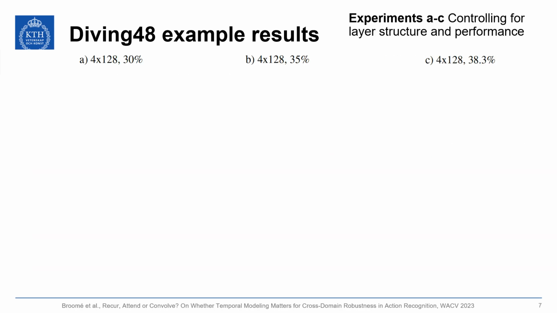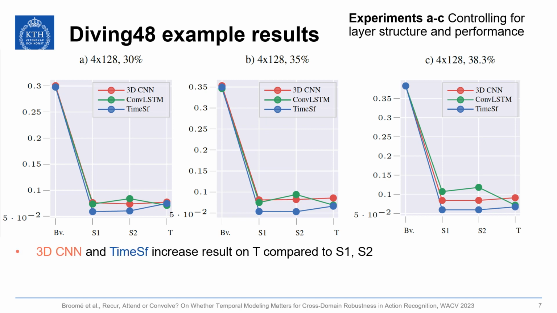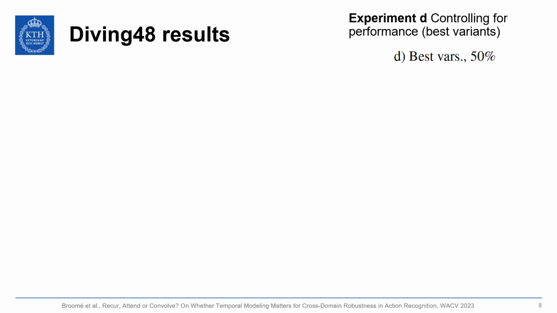Here are examples of results where all 3 models have the same number of layers and units, and they also have the same exact performance on the validation domain. And what we see then is that the blue and red 3D CNN and transformer actually increase their results on the texture domain compared to S1 and S2, whereas the Convolve always drops in the texture domain.